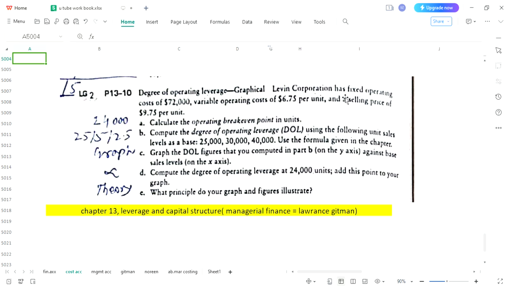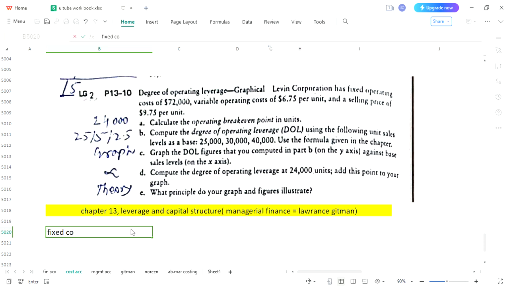Levin Corporation has fixed operating cost of 72,000. So just put it down, fixed cost, and that is $72,000. It is total fixed cost, that is why per unit has not been mentioned.